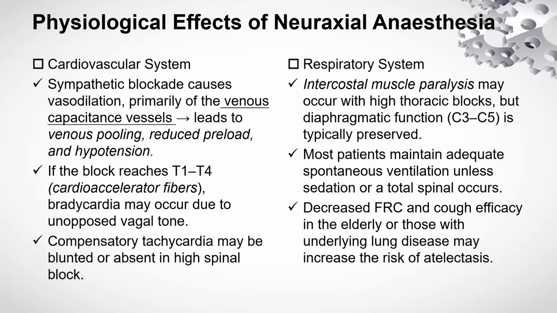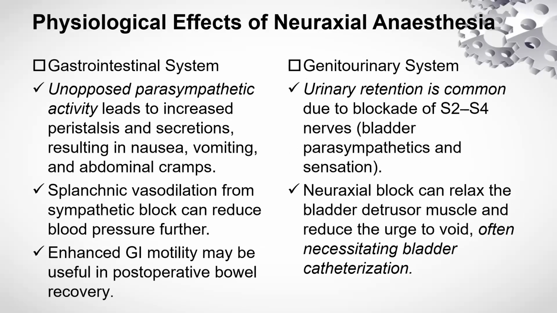So intercostal muscle paralysis may occur only with high thoracic blocks, but remember that the diaphragmatic function, which takes its nerve supply from C3 to C5, is totally preserved. Okay, we may have decreased functional residual capacity and cough efficacy in adults, elderly patients, and those with underlying lung disease, with increased risk of atelectasis.